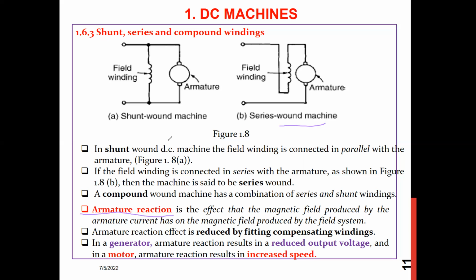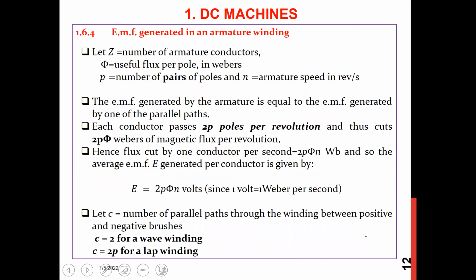The armature reaction effect, you can reduce it by fitting compensating windings. In generators, the armature reaction results in reduced output voltage, and in a motor, the armature reaction results in increased speed.